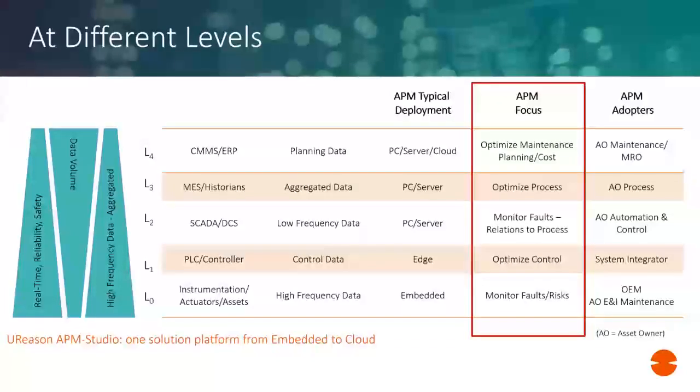APM Studio is used at different levels in the automation pyramid. It's used embedded, for example, with OEMs, monitoring faults and risks, you could say in isolation to the asset. And an asset can be instrumentation, an actuator, a pump, a compressor, filter, etc. We also work at level 2 and 3, where APM is used to monitor faults in relationship to the process. When deployed at level 4, APM Studio is used for optimizing the maintenance costs and planning associated to an asset base supporting a process.